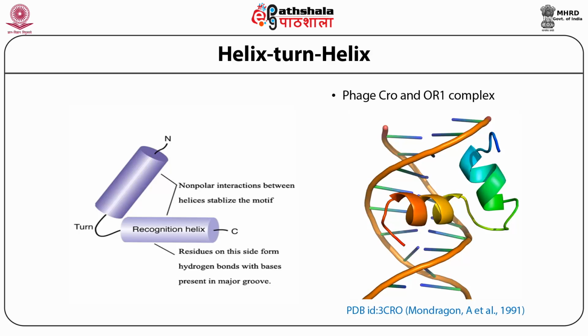The example which we have shown here is the phage Cro DNA complex, and OR1 is the operator where this helix turn helix is taken from. The second helix enters into the major groove of the DNA helix.